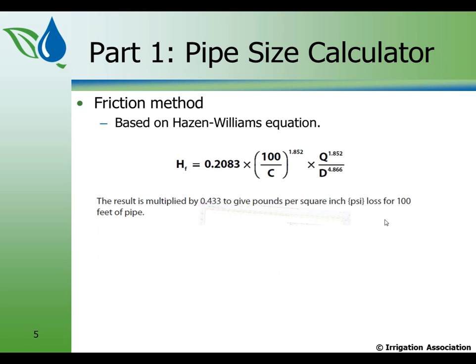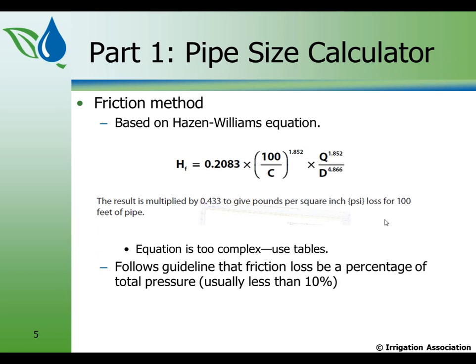This is the equation that we use to develop the 2008 Irrigation Association friction loss charts. And if you've noticed in the back of Principles of Irrigation or in the back of Contractor, there are extensive tables for each kind of pipe. I'll talk a little bit later about why there has to be a different table for each pipe. The equation's really too complex, so that's why we've gone to tables.